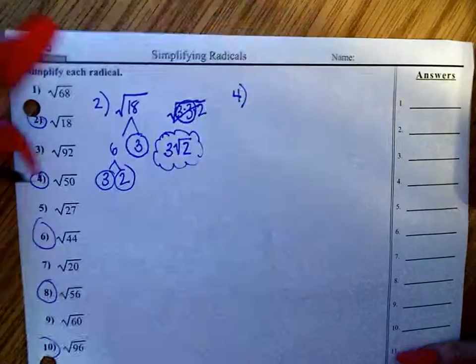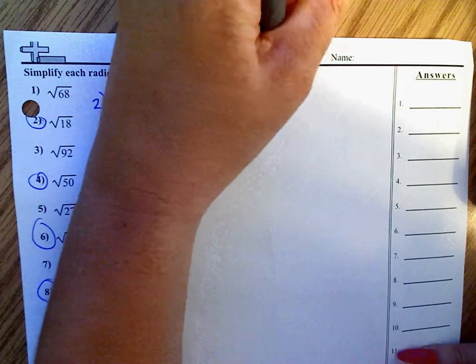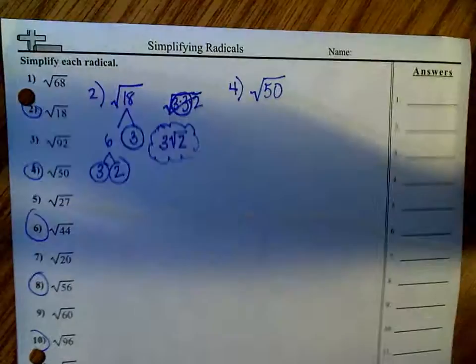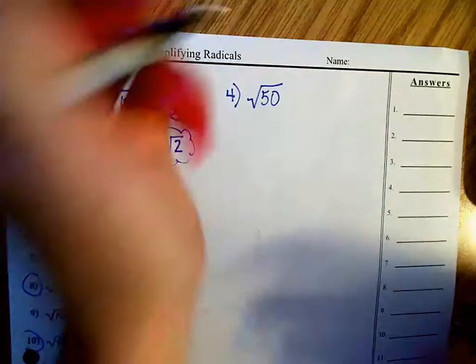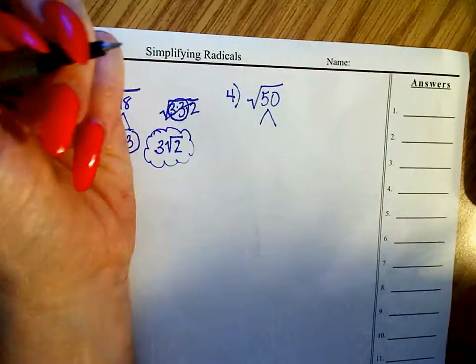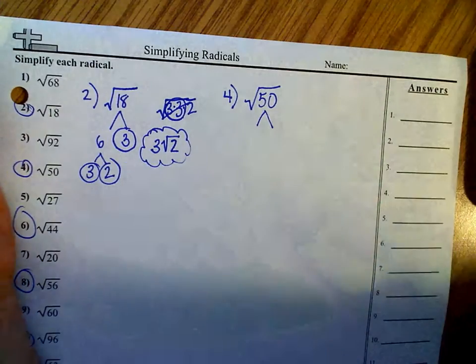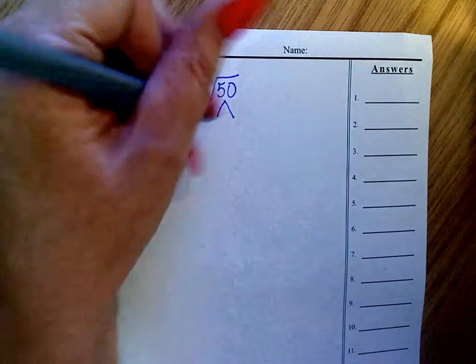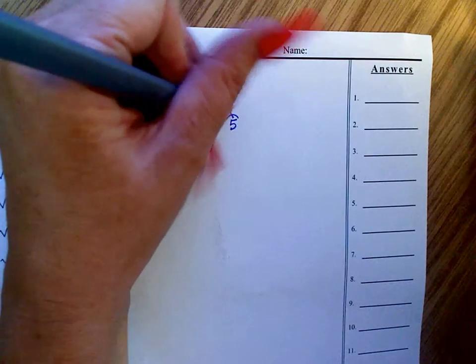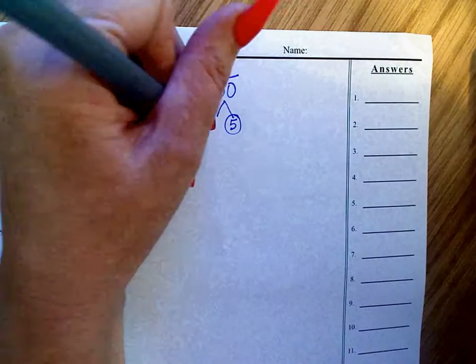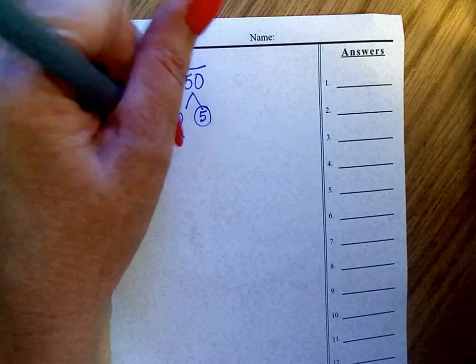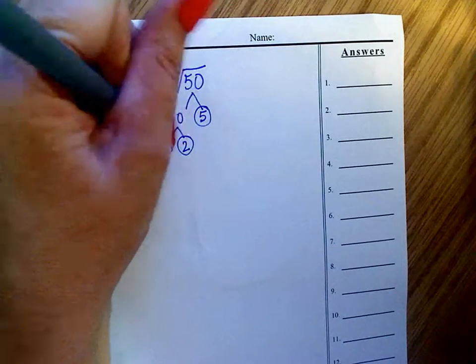Okay, number 4. Square root 50. We did this one, I think, today in class also. So you can do 25 times 2, you can do 10 times 5. I'm going to do 10 times 5. Circle the prime, and for 10 you can do 5 times 2.